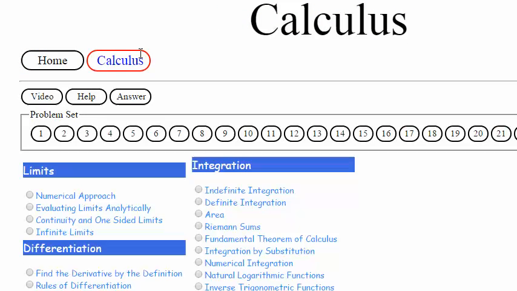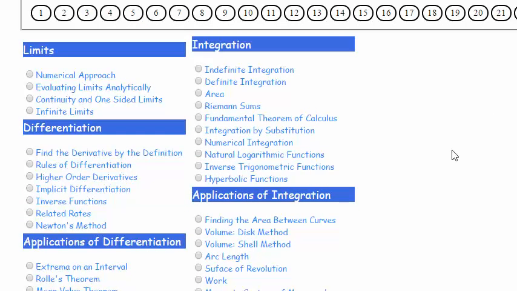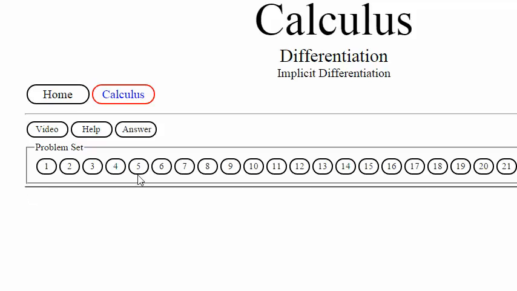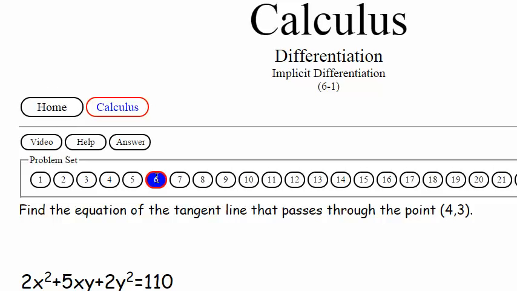Alright, we're at gotomath.com working some calculus. Let's go down here to implicit differentiation. I believe we just got through doing that one, right? Making sure. Yeah. 6-2. Isn't there a 6-2? There's a 6-2 right there.